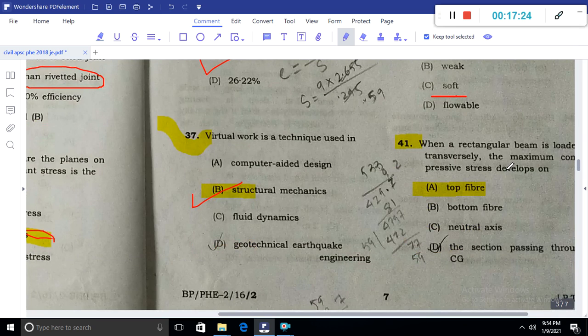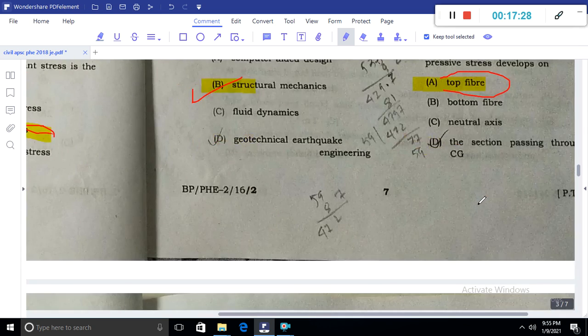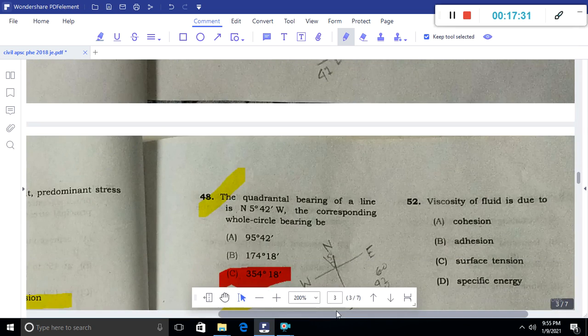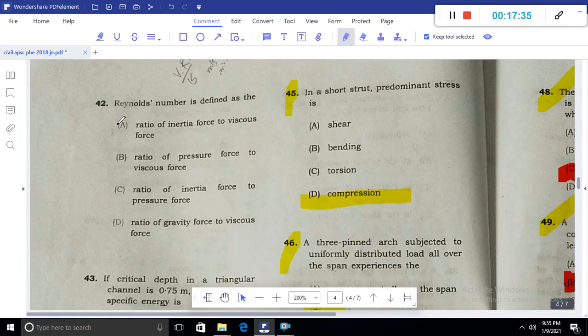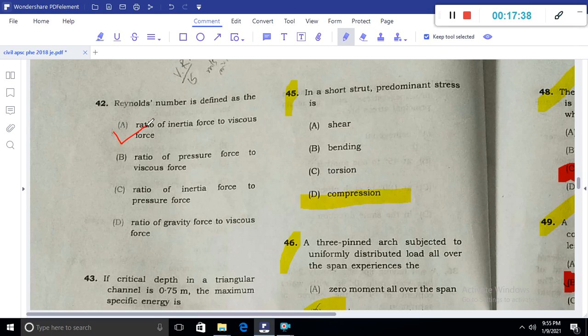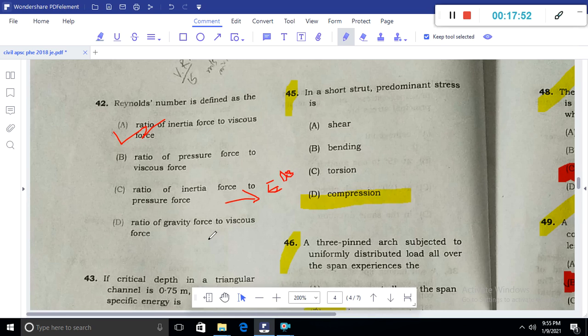When the rectangular beam is loaded transversely, the maximum compressive stress at the top fiber of the beam. Next, Reynolds number. Reynolds number ki hoy? Reynolds number is nothing but ratio of inertia to viscous. Inertia to pressure hole ami goes for Euler number. Then inertia to gravity jodi hoy tetia ami Froude number.